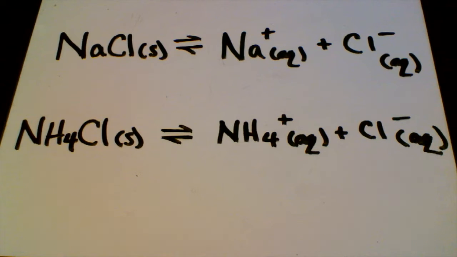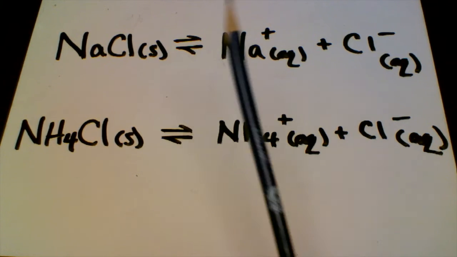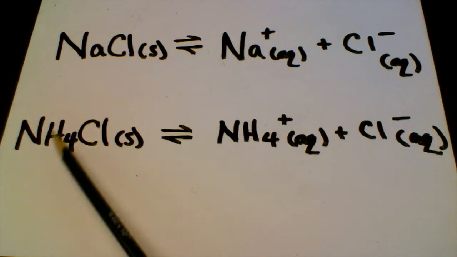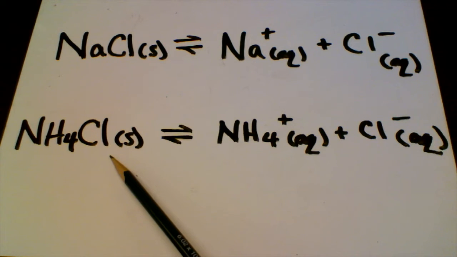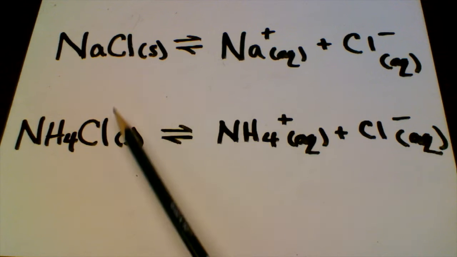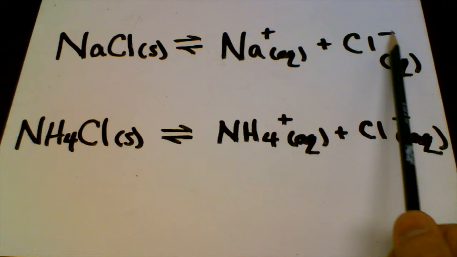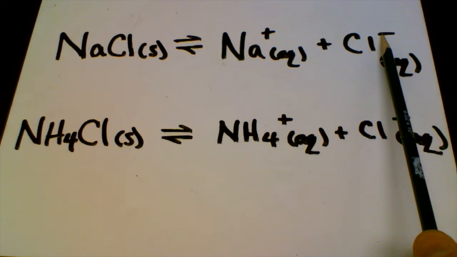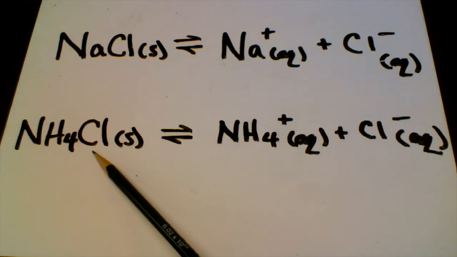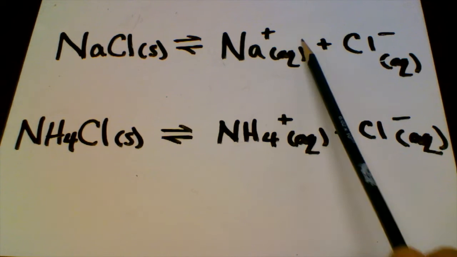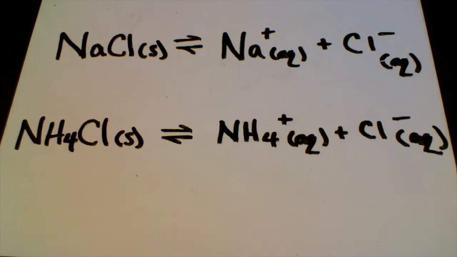For part A of our experiment, we were dealing with the solubility of sodium chloride and the solubility of ammonium chloride. These were both saturated solutions, which means that we had the most possible sodium and chloride dissolved in the solution. The same thing with the ammonium chloride. So these are the two equilibria that you will use for your lab analysis.